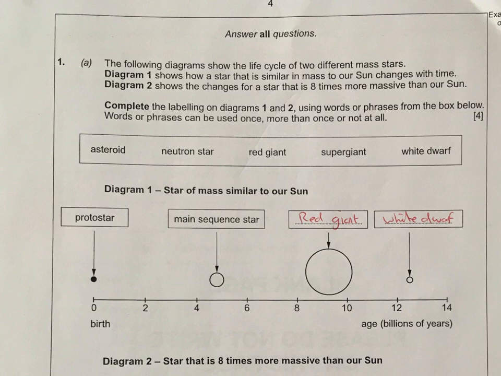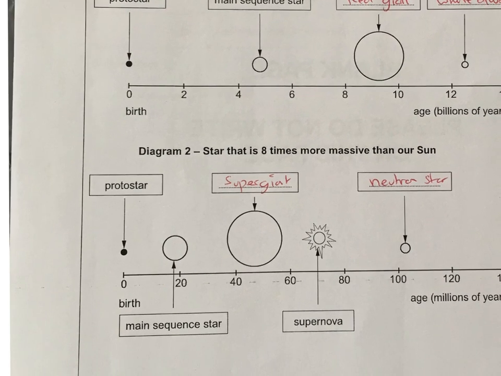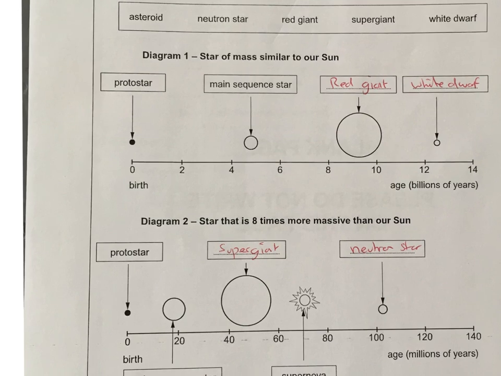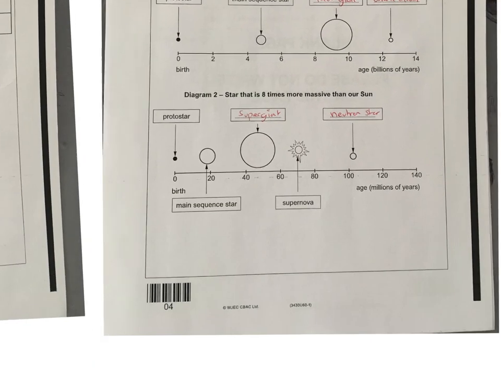So we've got red giant and white dwarf. Are you missing words there? And then diagram 2, more massive than our sun. So this needs to be now a super giant and then a neutron star. Could have been a black hole, but the words used up the top, there's no black hole, so the only one was neutron star, which is there.